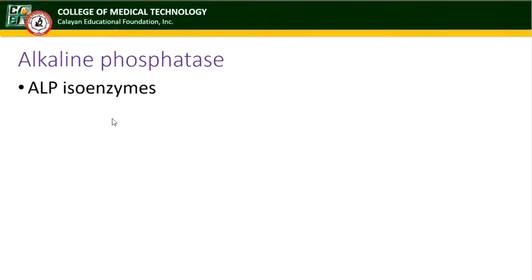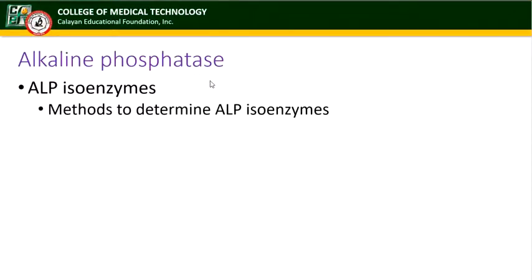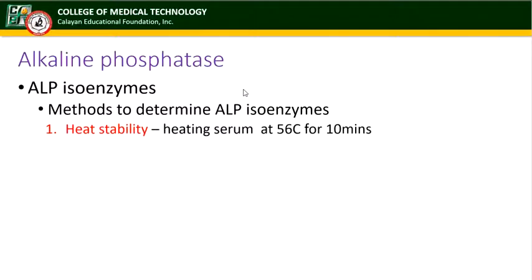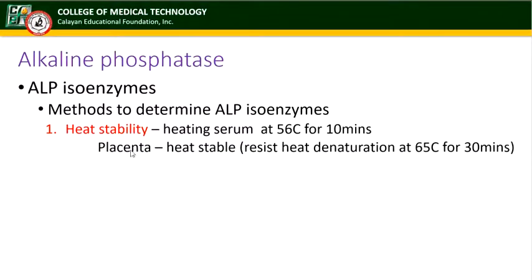So, ALP isoenzymes. So, diba? Meron tayong maraming isoenzymes ng alkaline phosphatase. So, there are methods to determine the ALP isoenzymes. Una, heat stability. Ano yung sinabi kong tandaan kanina? Yung regan. Kasi stable siya sa ating ALP. Okay. So, una, placenta. So, heat stability.